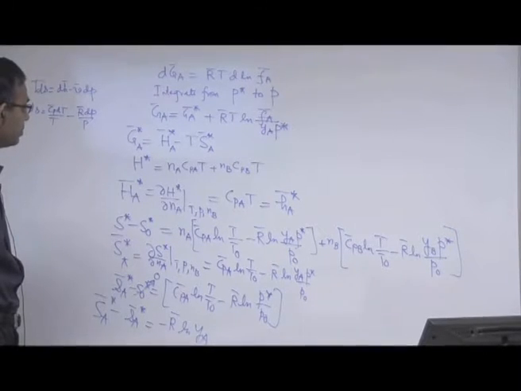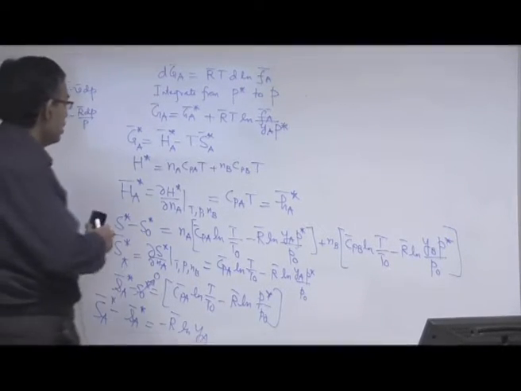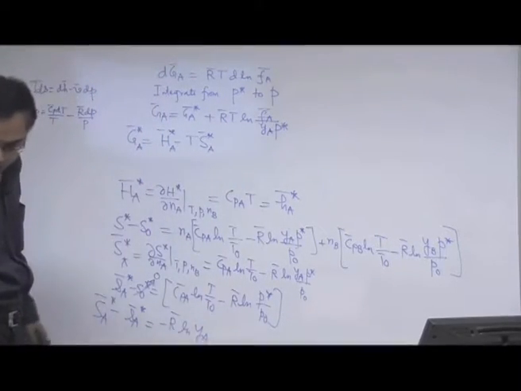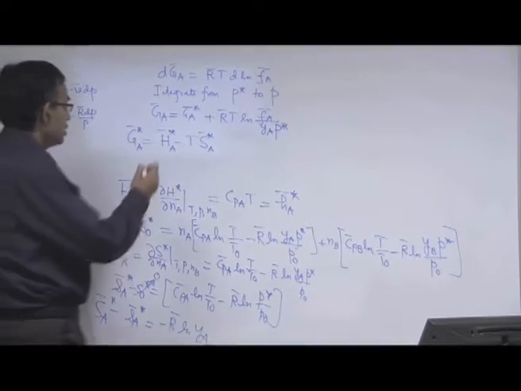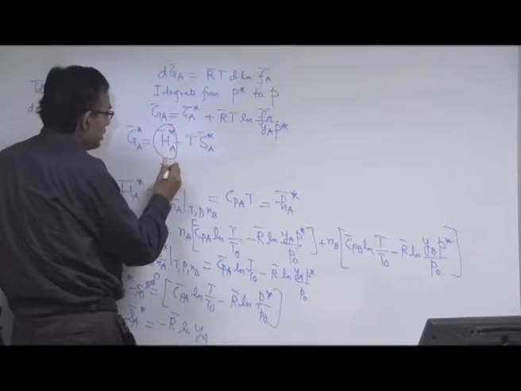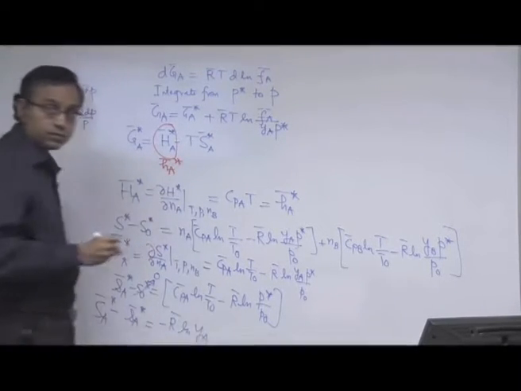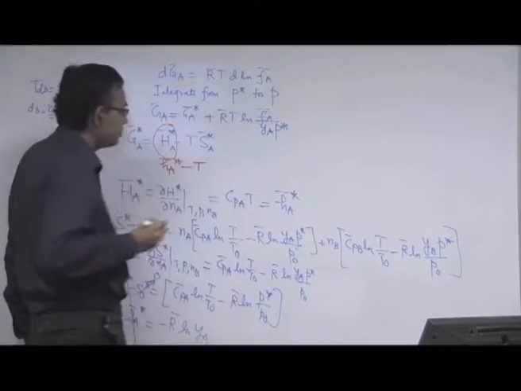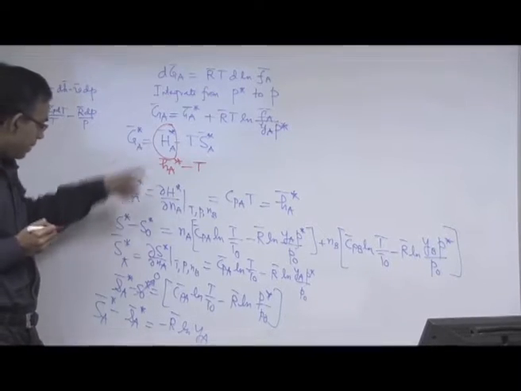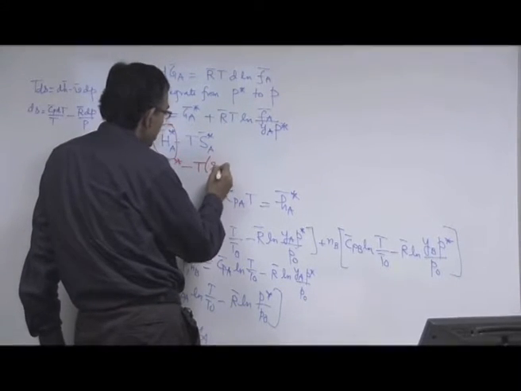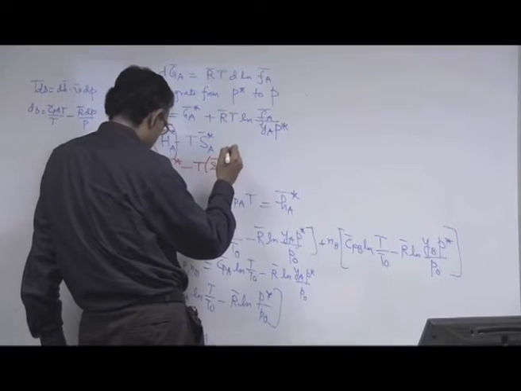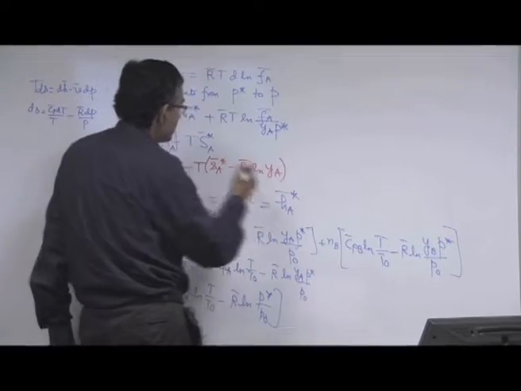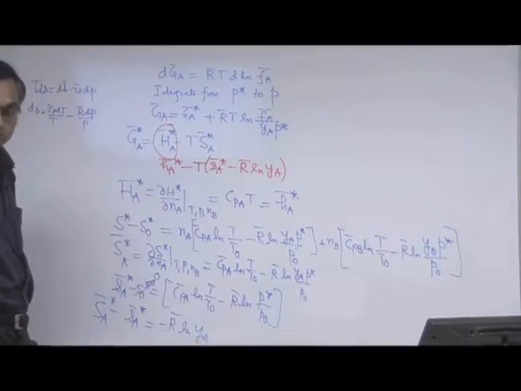So to sum it up, in this expression of Ga star, I am writing it with a different color so that it is understandable easily. So this is Ha star minus T, capital S star is equal to small s star minus R bar ln Ya.